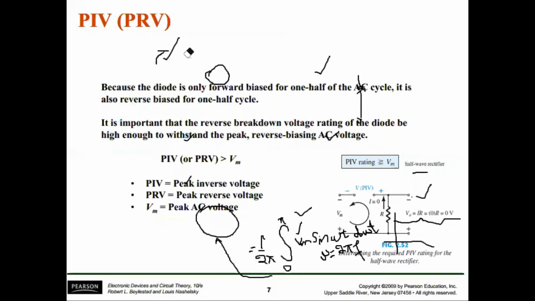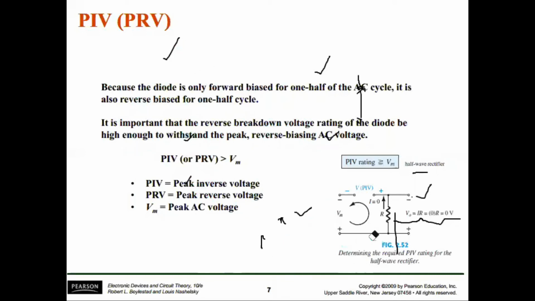PIV, peak inverse voltage, is very important for the rectifier. Why is this important? Because in the forward direction, the diode will be in conduction state, and it will behave as a short circuit. Similarly, if the diode is not in the forward bias region and is in the reverse bias region, all the voltage here will try to break this region, which is called the reverse region.